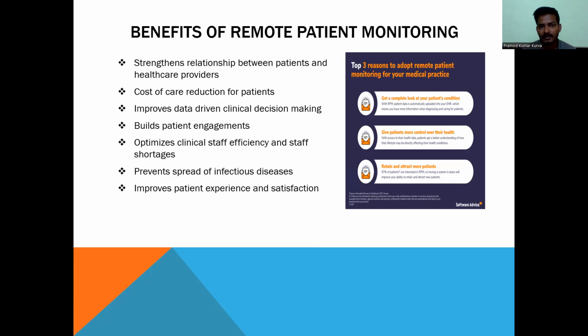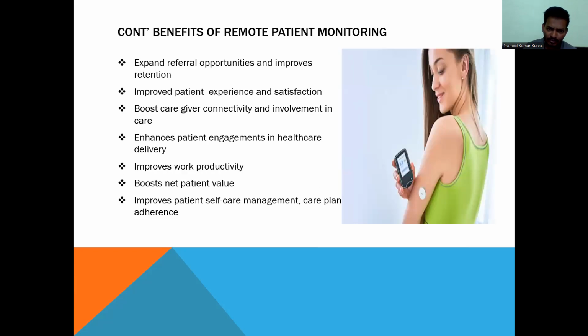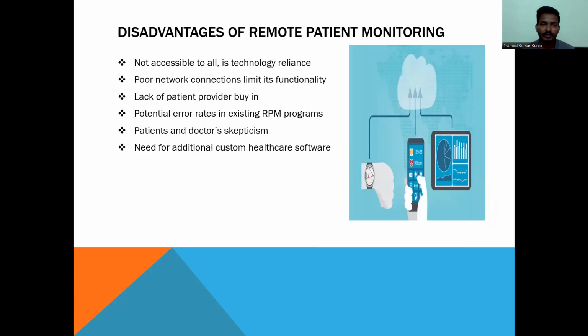I can say strengthening the relationship between the patients and the doctors, and cost reduction when compared to in-person or physical appointments, and improves data-driven clinical decision making, builds patient engagement, and also supports patient experience, and prevents spread of infectious diseases like dust allergy, smoke allergy, pollution, etc. And it also helps in increasing work productivity, boosts net patient value, and boosts care connectivity and involvement in care, enhances patient engagement in healthcare delivery, improves patient self-care management, care plan adherence, and improves patient experience and satisfaction.